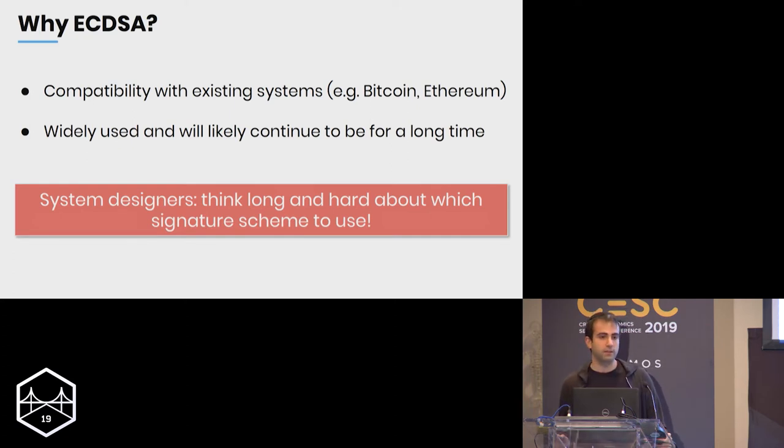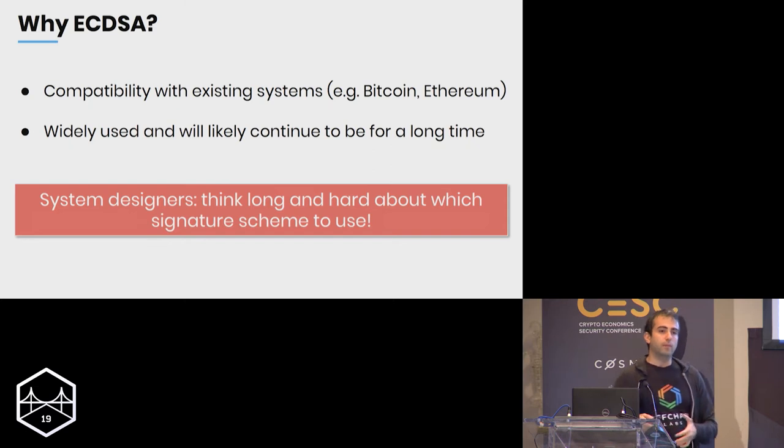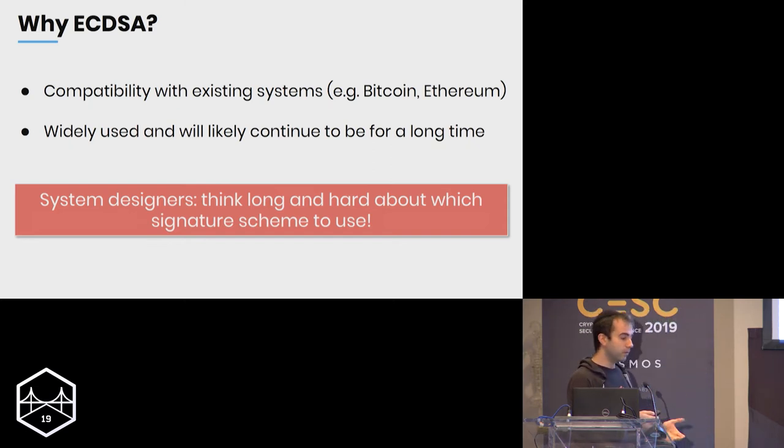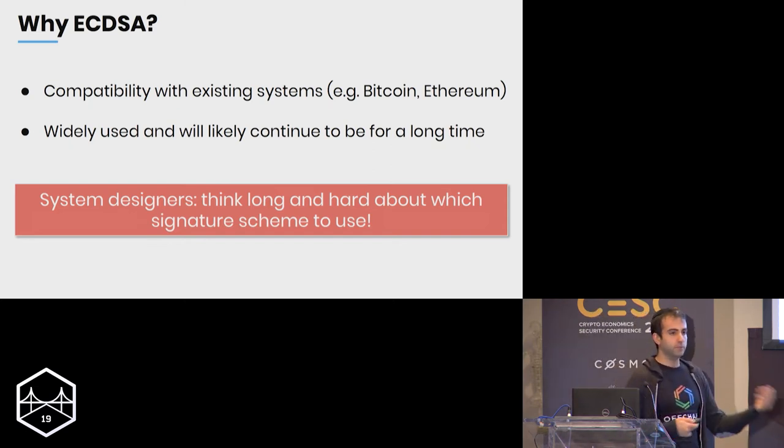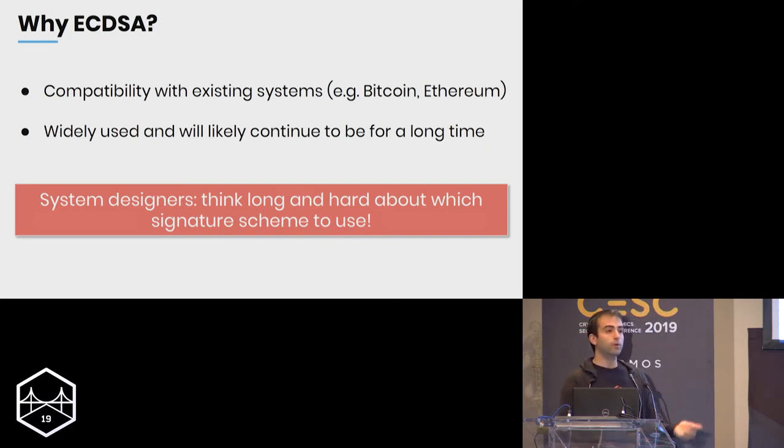Historically, the reason why ECDSA became popular was to avoid Schnorr's patent on Schnorr's signature scheme. So there's no good reason, really. ECDSA doesn't have any features that are better than Schnorr, but historically, that's the way things developed. And nowadays, because of backwards compatibility, right, Bitcoin uses ECDSA, Ethereum uses ECDSA, there's hardware support for ECDSA. It's sort of just locked in.